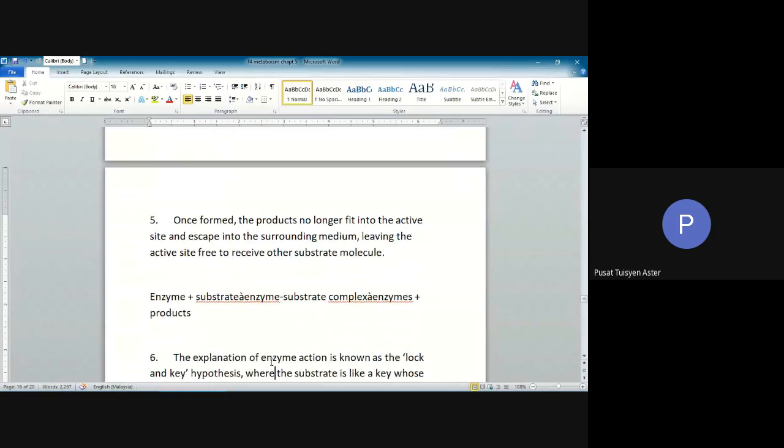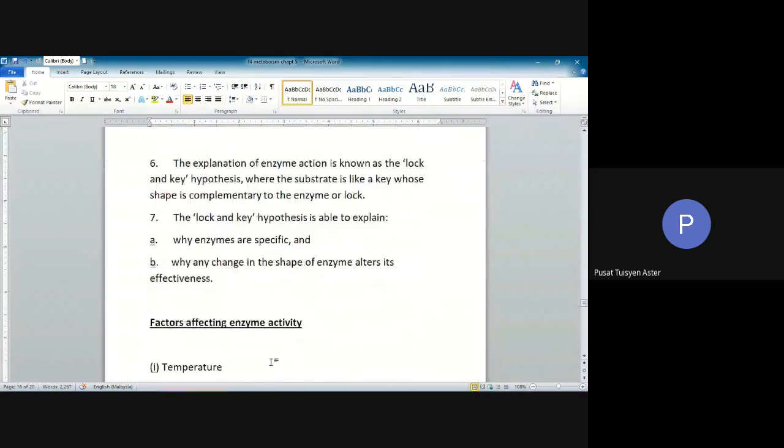Okay. So the explanation of enzyme action is known as the lock and key hypothesis, where the substrate is a key whose shape is complementary to the enzyme or lock. The lock and key hypothesis is able to explain why enzymes are specific, why any changes in the shape of enzyme alters its effectiveness. Sekarang, apakah itu lock and key?